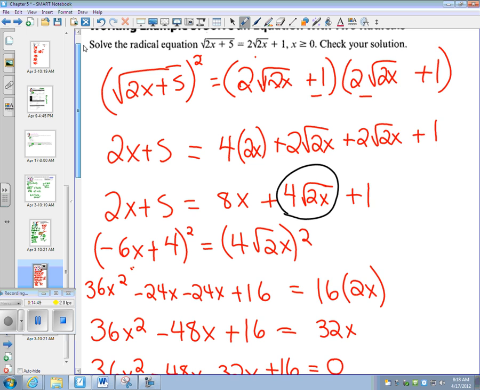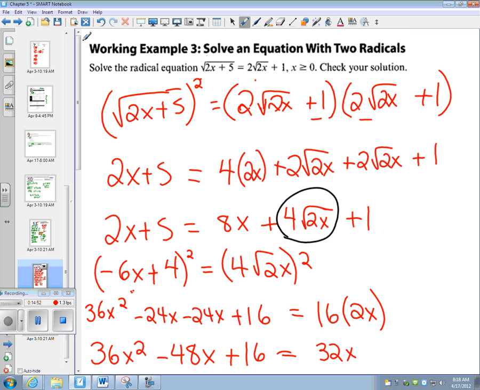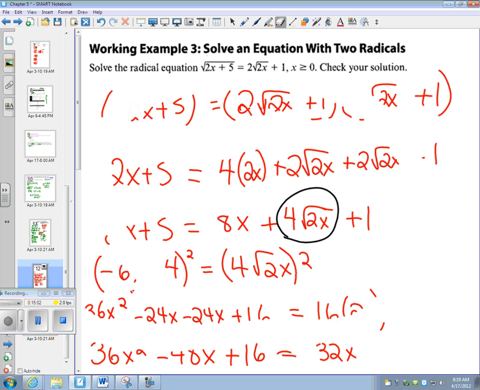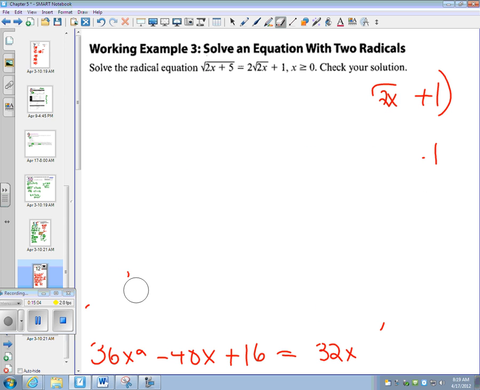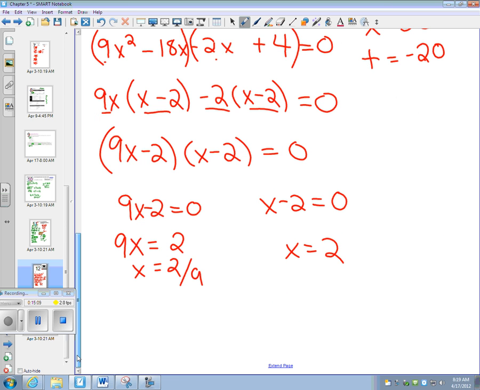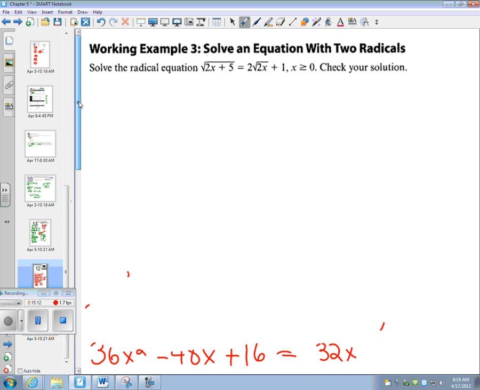That was a lot of work. But what I need to do is double check that those solutions are correct. So what I'm going to do is sub these back into my original equation. Should we start simple? Let's start with the 2. What was it again? x equals 2, x equals 2/9. Okay, let's try x equals 2 in our original equation.